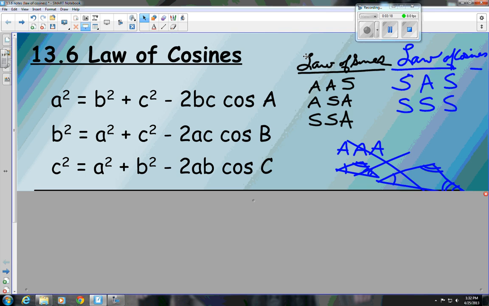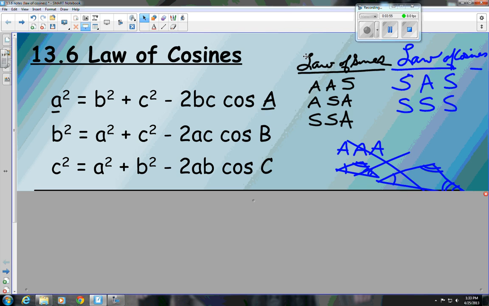So with that information, let's look at the law of cosines. It says that side A squared equals side B squared plus side C squared minus 2BC times the cosine of angle A. Now there's a different version depending on which angle you have. I want you to notice that the side on this side of the equal sign matches the angle on the other side. And that's true for all 3 of them.